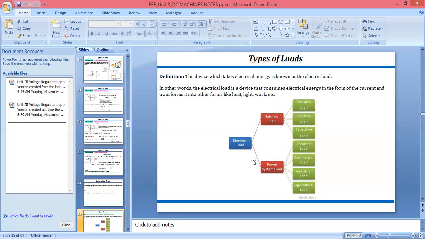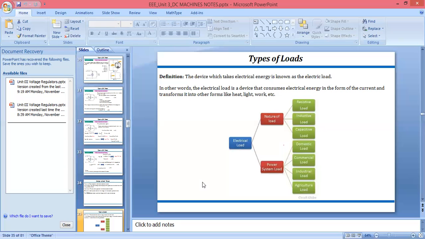So what we can say, the electrical load is a device that consumes electrical energy in the form of current, and that can convert that energy into another form of energy. That energy can be heat, work, or light. By using the electrical load, electrical current can be converted into heat, into light, or into any work done. We can see one by one.